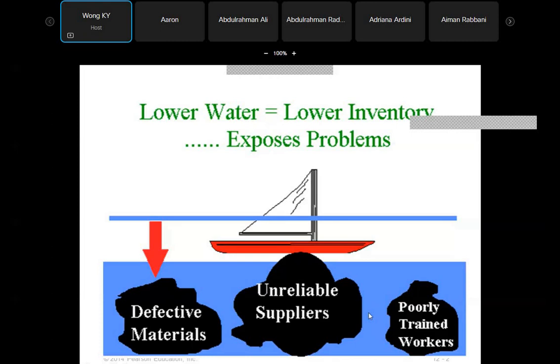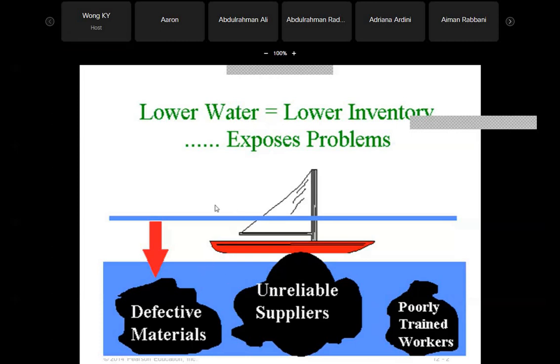A company that keeps low inventory normally knows where its problems are. Because the problems cannot be hidden anymore, they can see clearly where their problems are. They will know whether they have defective materials or not. They can see clearly whether the suppliers are reliable or not. And this is what a company sometimes prefers. They prefer to know where their problems are, so that after they know their problems, they can make an effort to actually solve them.